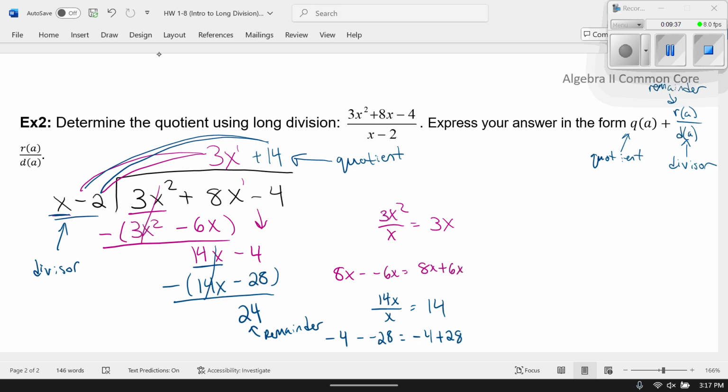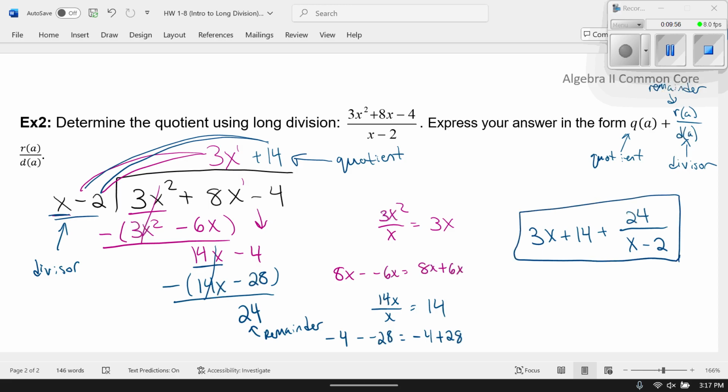The problem says put your answer as quotient Q, 3x plus 14, plus the remainder, which is 24, over the divisor of x minus 2. The reason we write it like that is because the remainder was 24, and we couldn't divide it by x minus 2, so we can't get rid of the denominator. Anyway, I hope this helps. This piece right here, this is just side work. You don't actually have to show that.